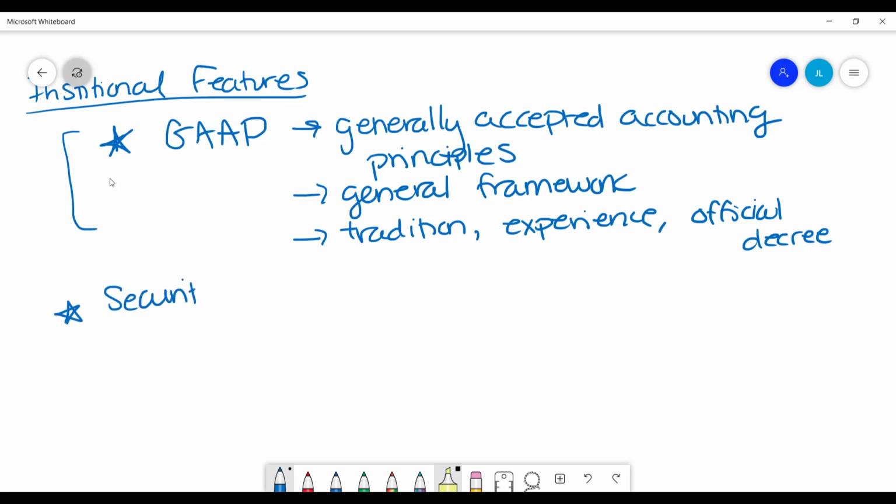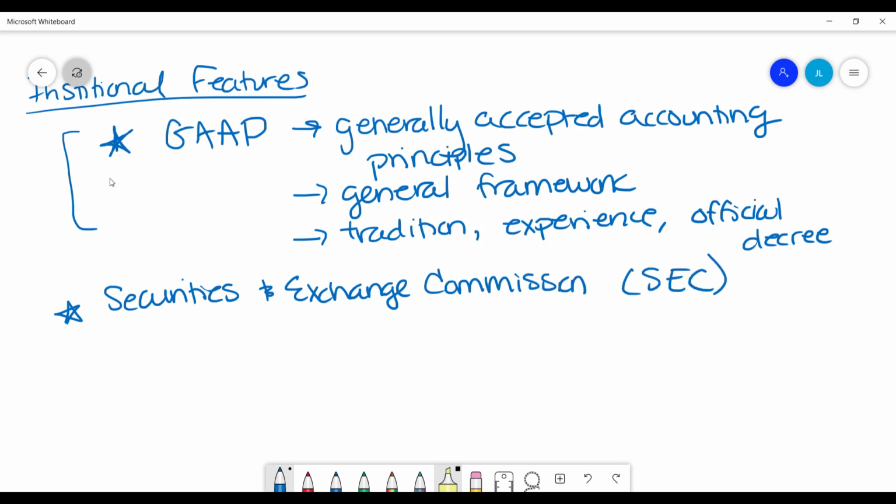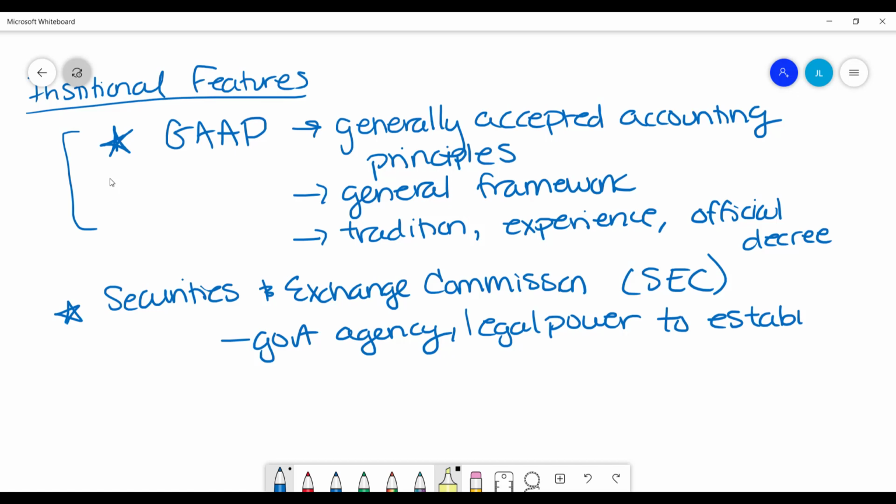Another one is the Securities and Exchange Commission, which some of you might have heard about. For short, we can refer to that as the SEC. Okay. So basically, this is a government agency that has the legal power. Okay, we'll say legal authority or legal power to establish accounting principles and financial reporting requirements.